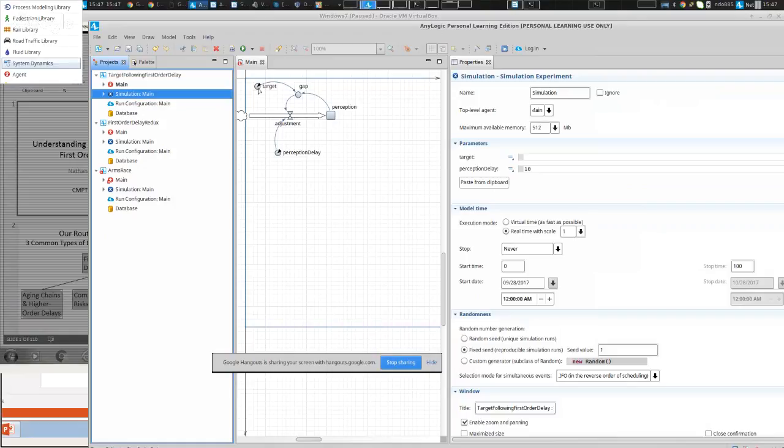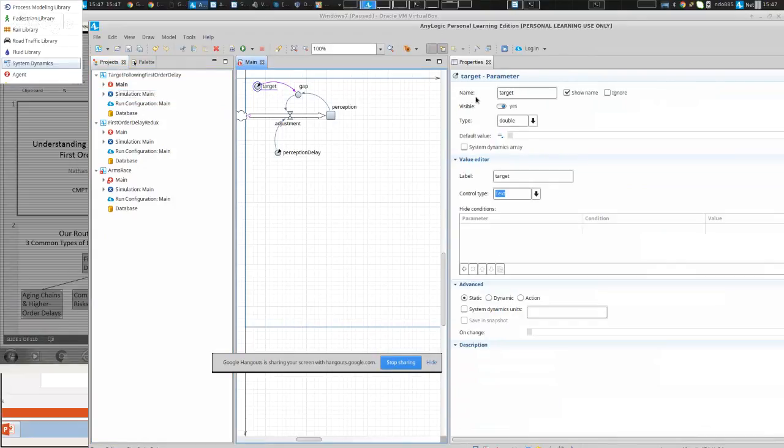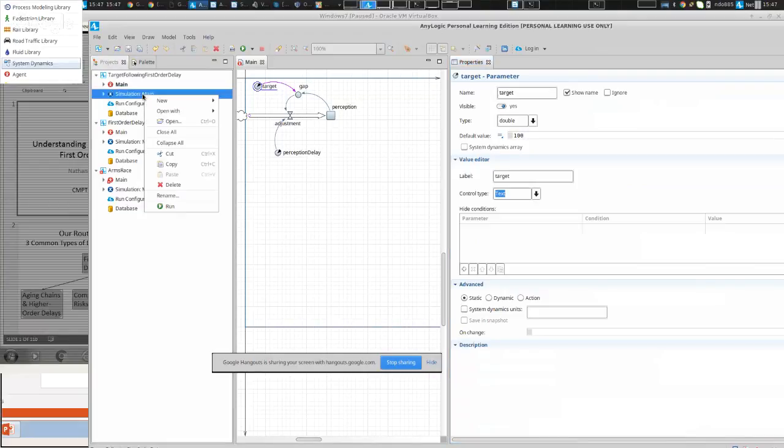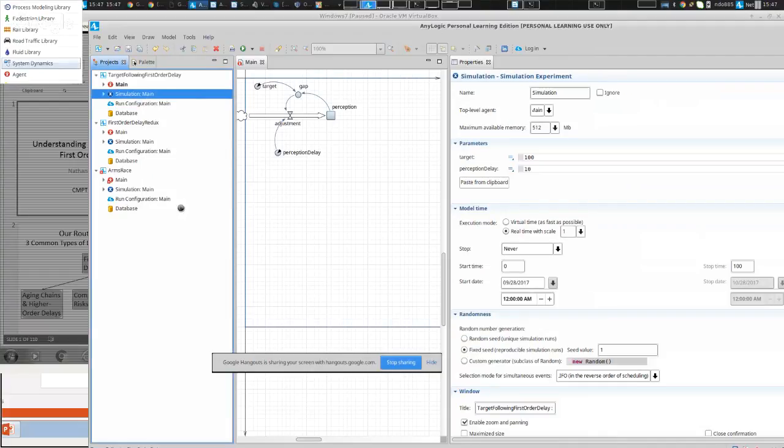Okay? In general, for parameters, you can specify them in the scenarios. So a parameter specifies an assumption. It communicates that assumption. If it's in main, it communicates it to the model from the experiment. So here, for each experiment we have, we could specify a different value for target. Here, we're going to run this. Boom. Okay, the target is going to be 100.